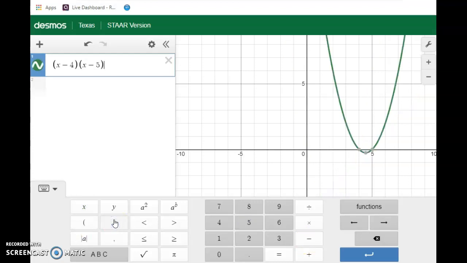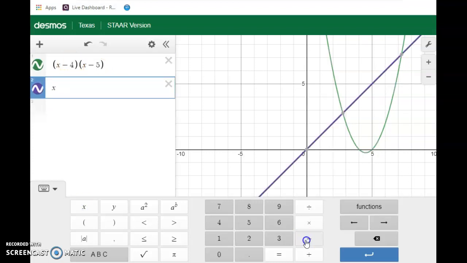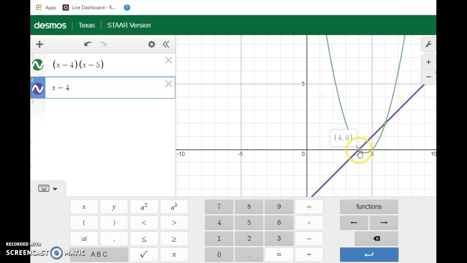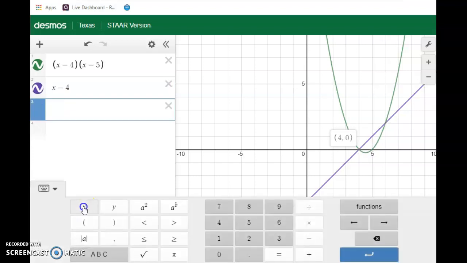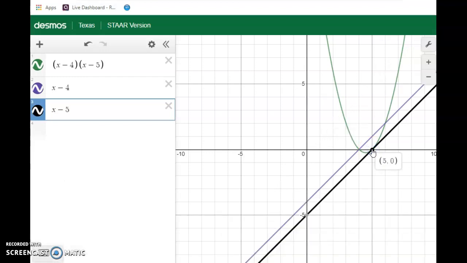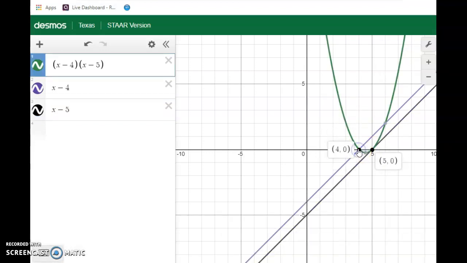Okay? Because when they multiply, it gives you a quadratic. This is a quadratic, right? And these are my factors. If I do one here, x minus 4, it goes through one of the zeros. Look. Just like I showed you last week. And then the other factor goes through the other 0. See? One goes through one, the other one goes through the other 0.